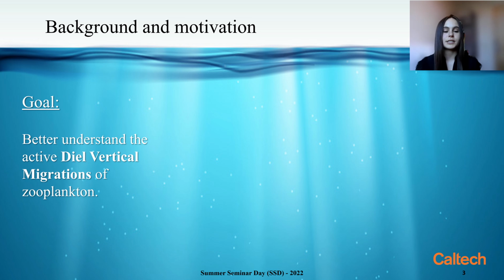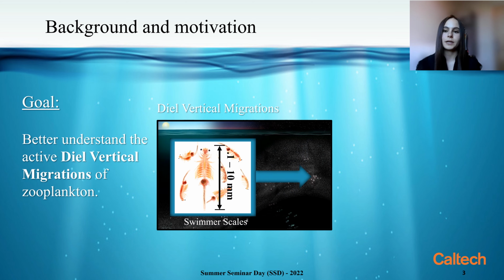The goal of the project is to better understand the active diel vertical migrations of zooplankton. Every day, zooplankton make their way to the deep ocean in the morning and rise to the ocean surface as the sun sets. This process is known as diel vertical migration. There is much to learn from these migrations for swarm organization and hydrodynamics, as well as the impact the migrations may have on the climate.